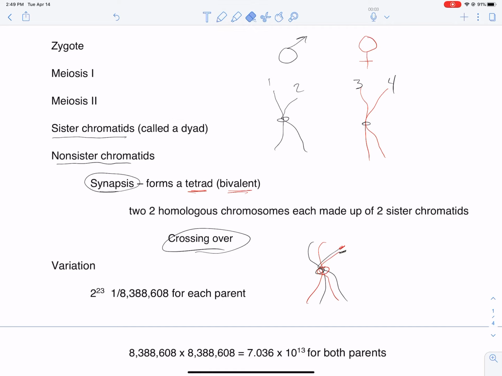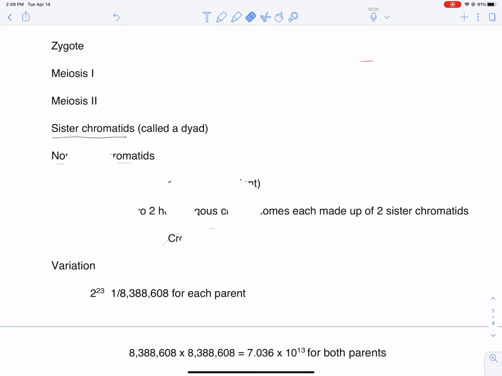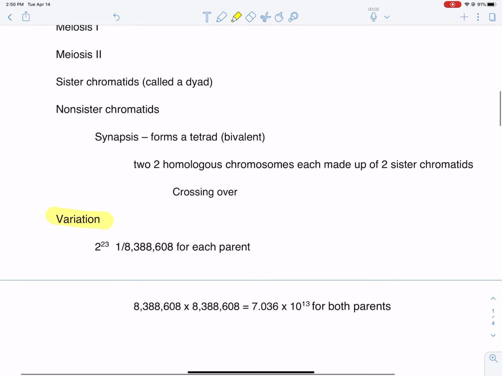When I'm taking a look at this process of meiosis, what's the biggest advantage of this process? It's variation. Variation is the number one advantage of sexual reproduction. And just a huge amount of variation takes place.